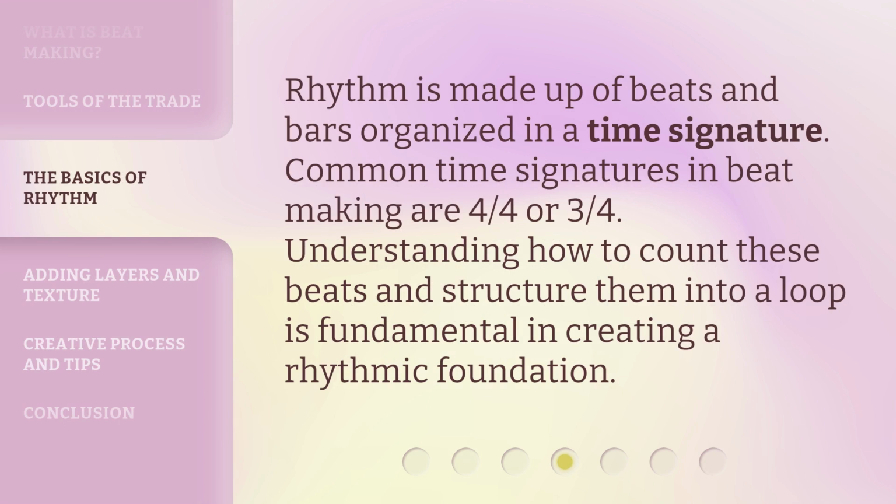Rhythm is made up of beats and bars organized in a time signature. Common time signatures in beat making are 4/4 or 3/4. Understanding how to count these beats and structure them into a loop is fundamental in creating a rhythmic foundation.